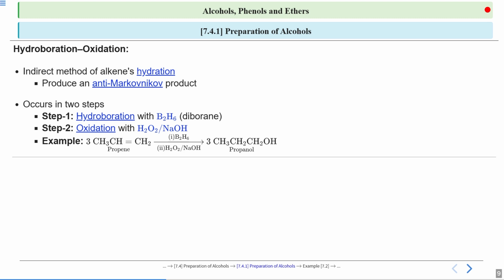If you see an example here for the hydroboration oxidation, we have taken 3 molecules of propene. When you do the reaction of it with the diborane B2H6, that means you are doing the hydroboration of it, and after that you are doing the oxidation process with H2O2 in presence of NaOH. The final product you are getting is an anti-Markovnikov product, and it is 3 molecules of propanol, CH3CH2CH2OH.